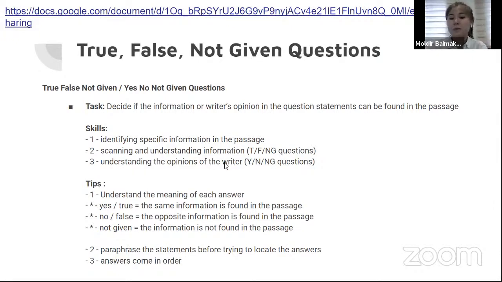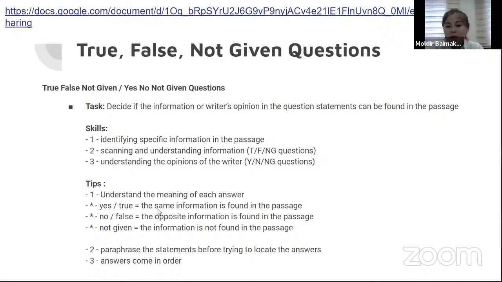Scanning and understanding information. Well, scanning and understanding were the same in the multiple choice, so I think you understand this. Understanding the opinions of the writer. I added this so you don't get confused again, because we're not going to practice yes, no, not given. For true, false, not given, you don't need opinion, but for yes, no, not given, you need opinion. So this is the difference.